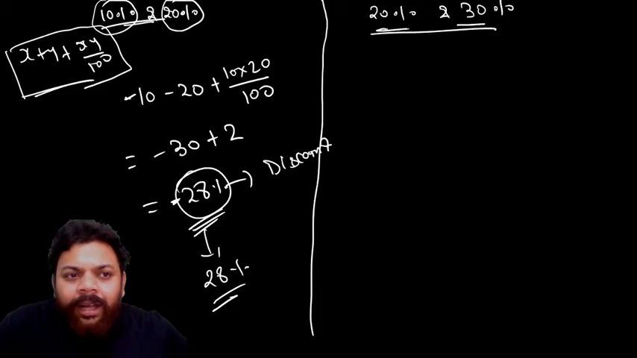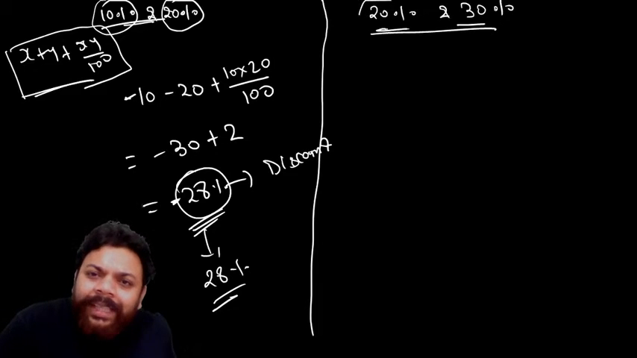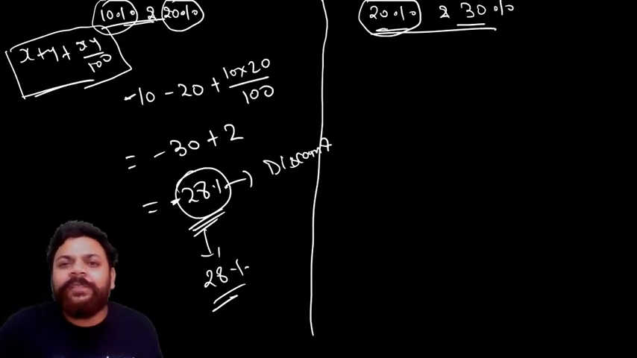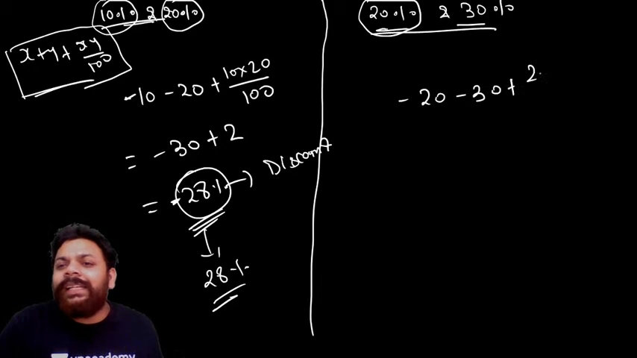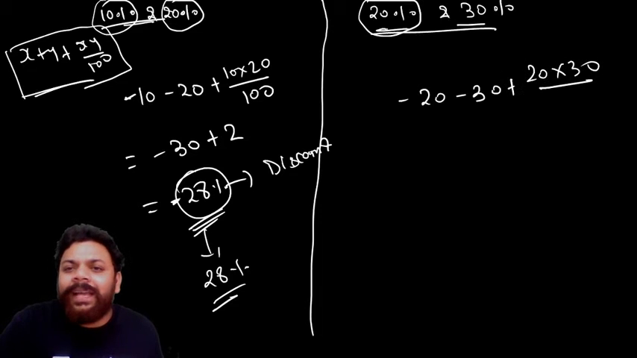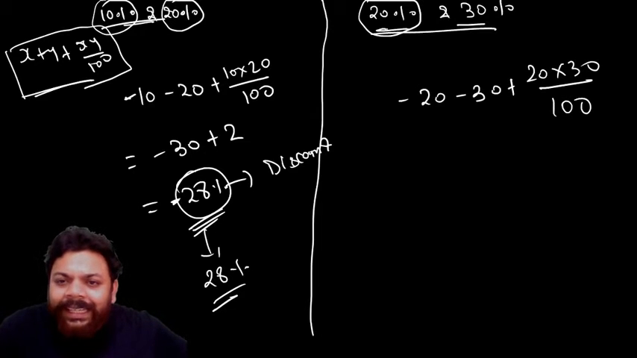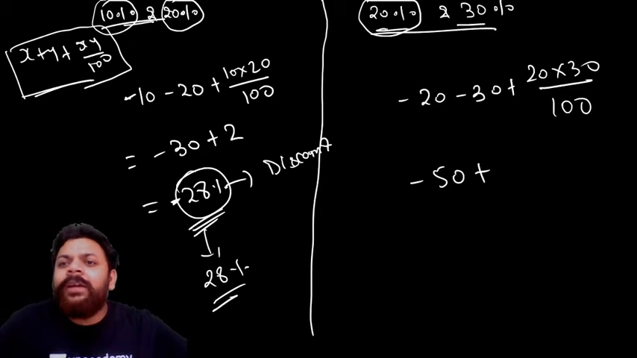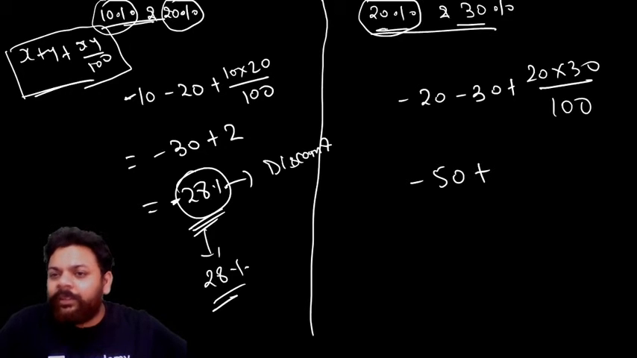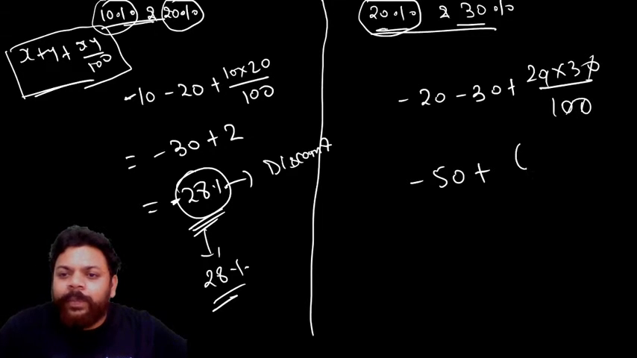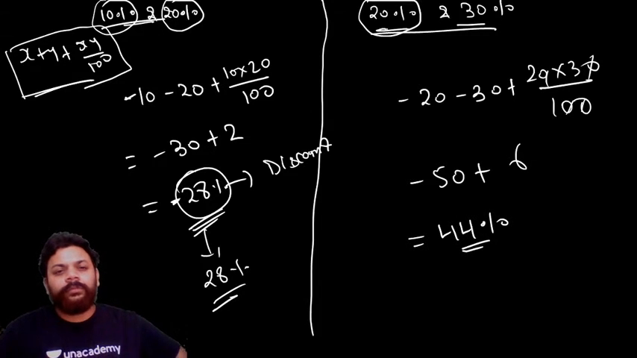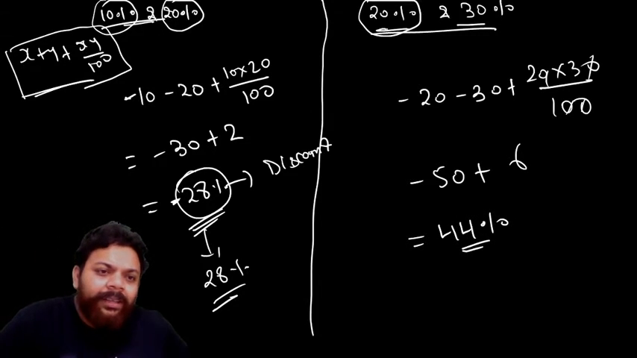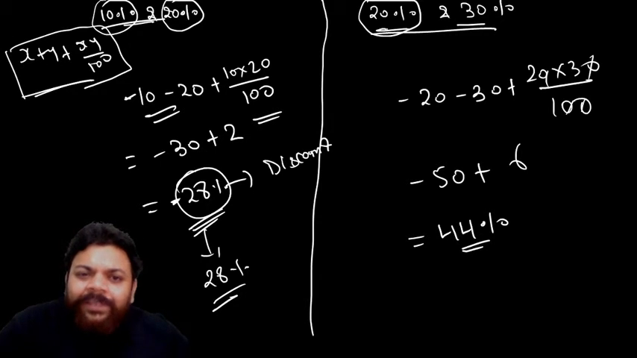So second, if I see the same here, the only thing you need to know is you have to consider this one as minus. So minus 20 minus 30 plus 20 into 30, and the reason is this minus will become plus here, divided by 100. You will definitely get your answer as minus 50 plus this one is going to be 600, 0 cancel. So plus 6, and that is 44% will be my answer. So this is the way you can find effective discount over here.